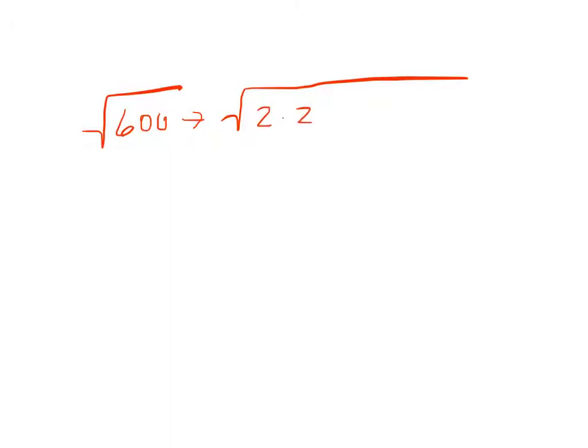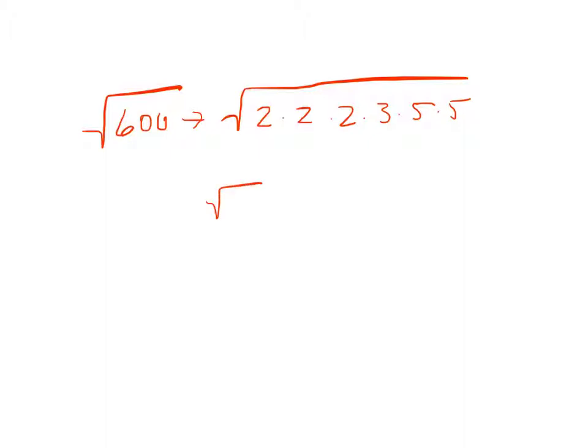Square roots will help us find some different things, like the square root of 600. You see here, we write the factors of it. What are all the prime factors? Well, if I do a factor tree, I get a 2, and a 2, and a 2, and a 3, and a 5, and a 5. Now I can group them.